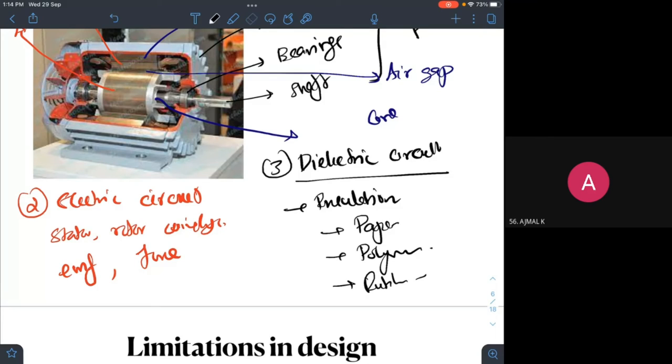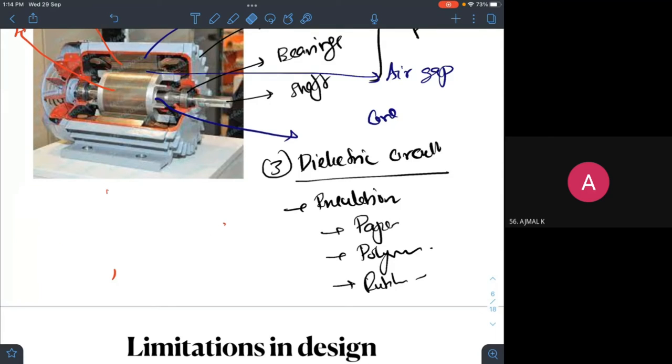Now the fourth circuit is the thermal circuit. Whenever your machine is running, definitely there is friction in a rotational machine, and when you have current flowing through the conductor, that also will cause heating. In a transformer, you don't have a moving part. Still, whenever current is flowing through the conductor, losses will happen, and they will come out as heat only.